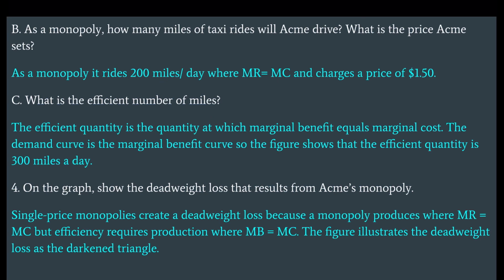On the graph, show the deadweight loss that results from Acme's monopoly. Single price monopolies create a deadweight loss because a monopoly produces where MR is equal to MC, but efficiency requires production where MB is equal to MC. The figure illustrates the deadweight loss as the darkened triangle.